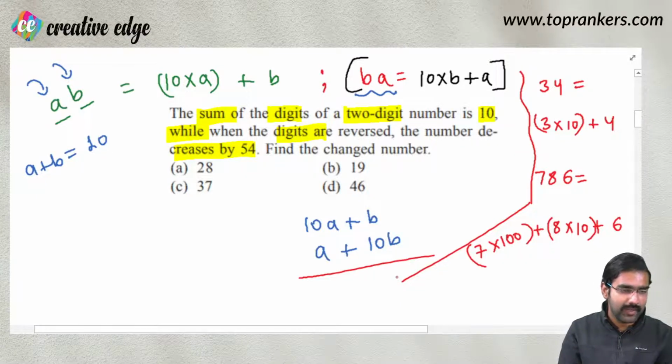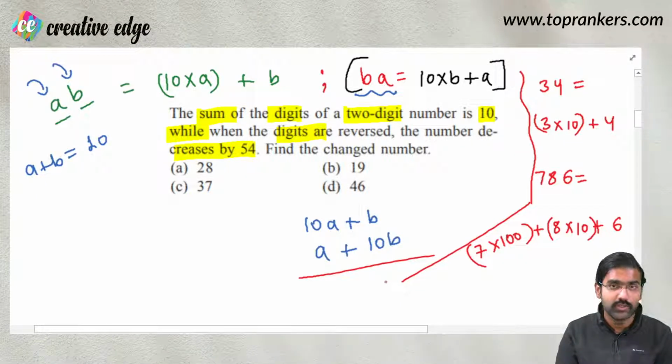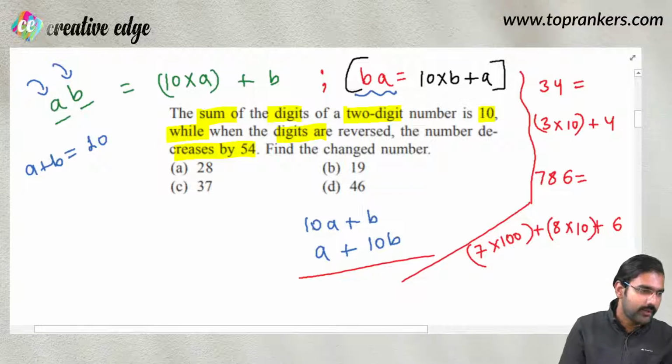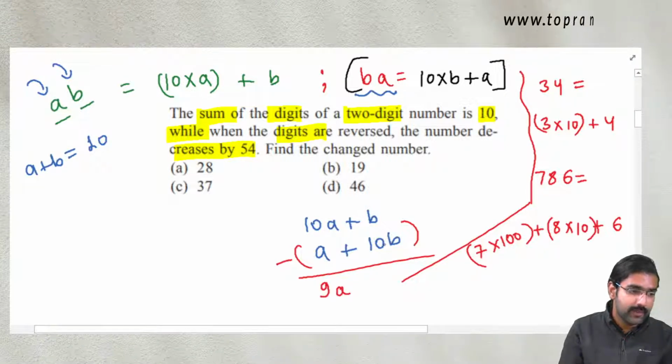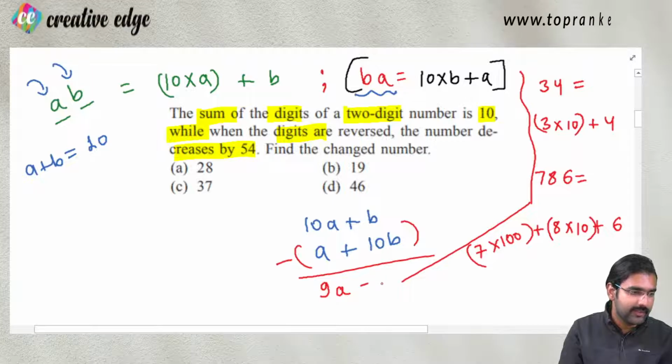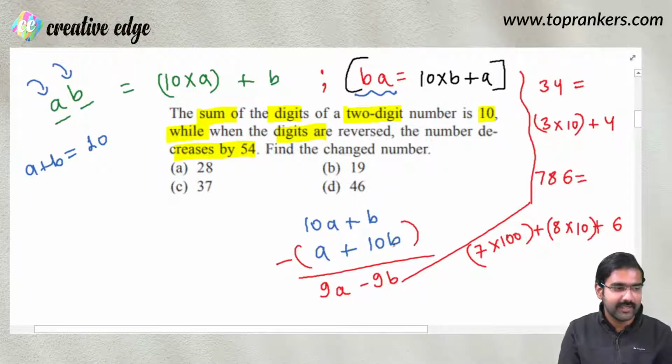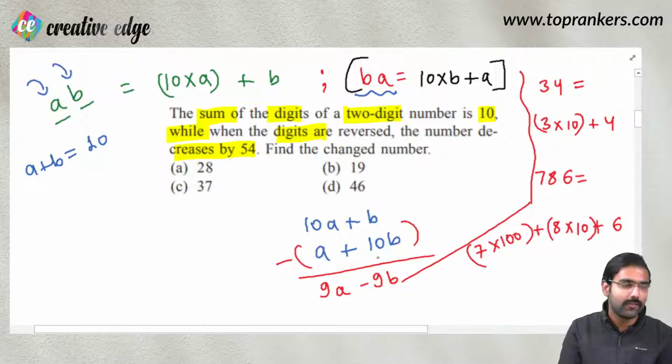If I just subtract this new number from the original number, what I am going to get is 10a plus b minus a plus 10b. So when you subtract a from 10a, all you get is 9a. When you subtract 10b from b, what you get is minus 9b. I hope you know these basics, that 10b being the larger number, when subtracted, results in a negative number.